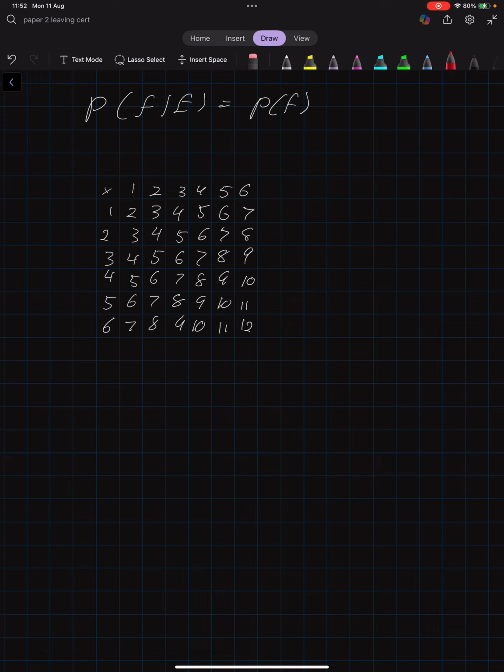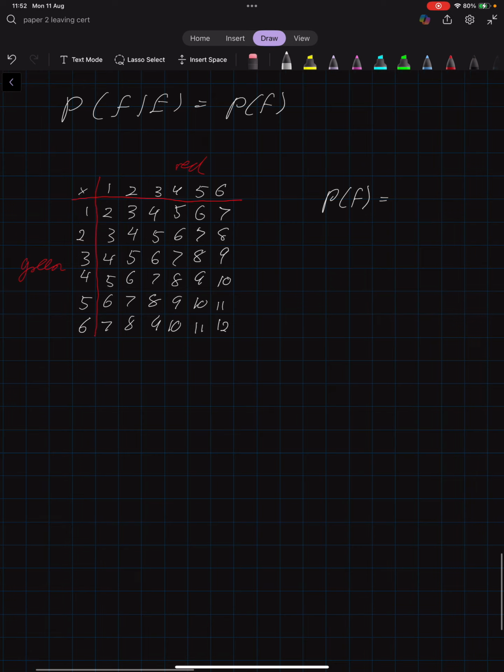Okay, so I just did a quick table here that shows, say this is the red die, this is the green. So first of all, what's the probability that F happens, just in general? The probability that we get a 7. So how many 7s are there? 1, 2, 3, 4, 5, 6. So there's 6 of them, and there's 36 total combinations. So the chance that F happens is 1 in 6.